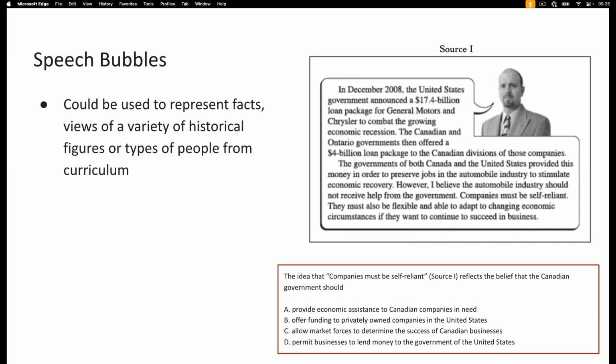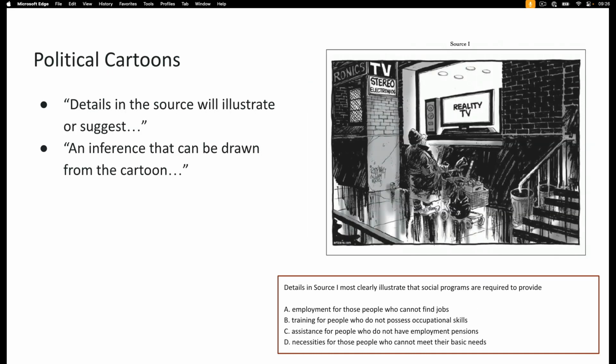Speech bubbles, that's a popular one. They like using speech bubbles quite a bit. And usually in the speech bubbles, the person speaking is presenting some sort of fact. Maybe it could be a historical figure, somebody from our curriculum, and the person will say something in that speech bubble, and then you are going to have to identify what that something actually means in terms of our content area. Another one that is really popular, and we do a lot of practice with these ones in class: political cartoons. What details in the source will illustrate or suggest something?